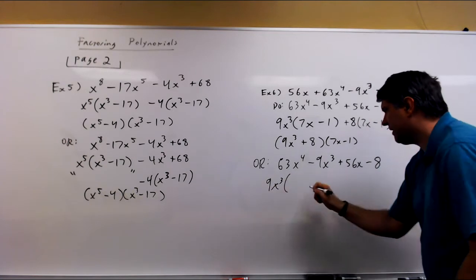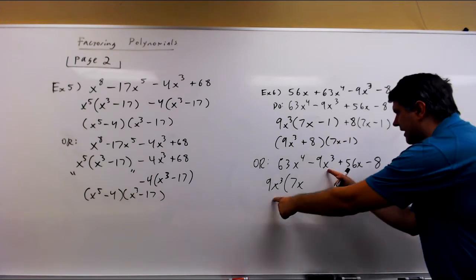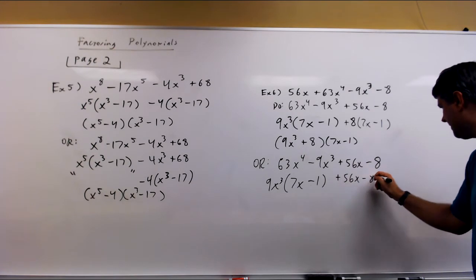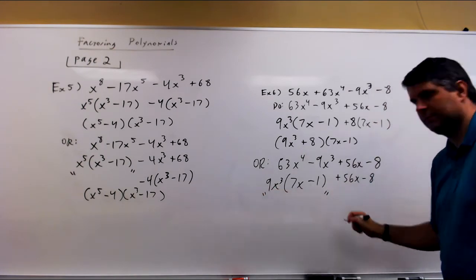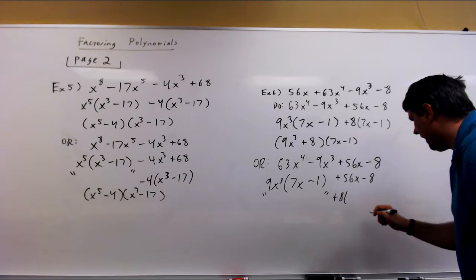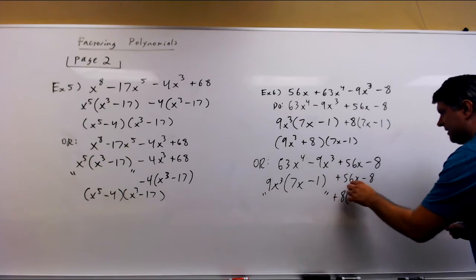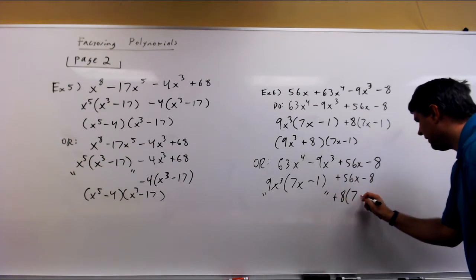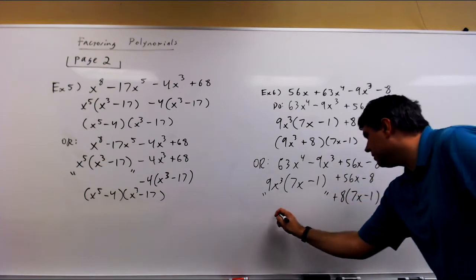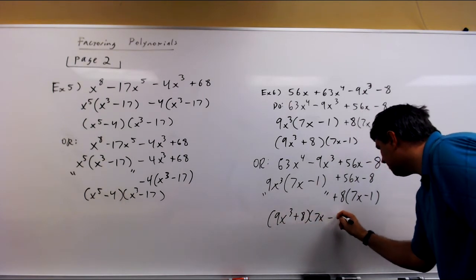So 63 divided by 9 is 7. X to the 4th divided by x cubed is x. And then these would have canceled completely, leaving you minus 1. You would have left these two alone if you were using a more basic method. So these two are done. These two are divisible by 8. I would have taken it out. And then 56x divided by 8 is 7x. And then minus 8 divided by 8 is minus 1. So I would have had 9x cubed plus 8 times 7x minus 1.